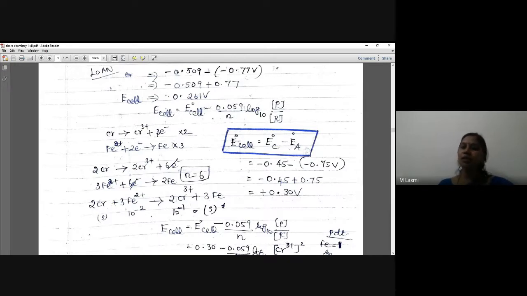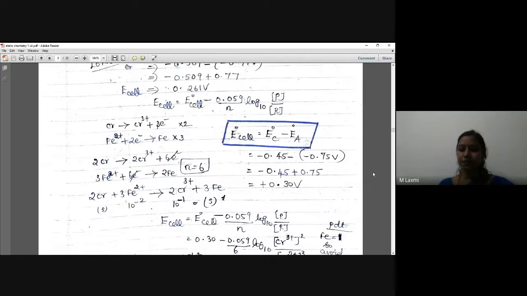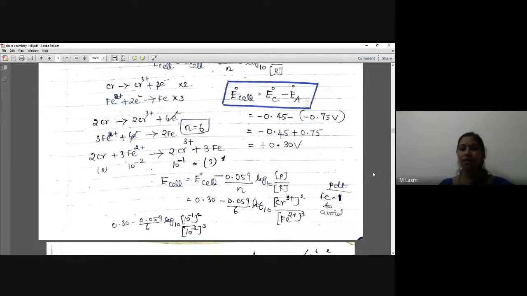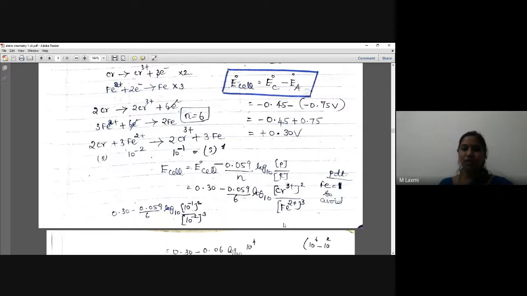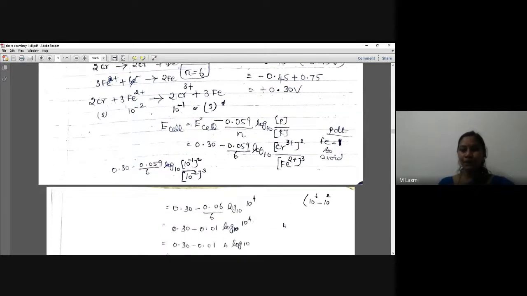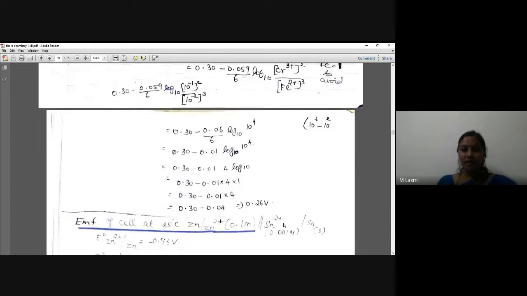So I have got all the values. I know what is E of cell, I know what is E naught of cell, I found out what is N, I know what is product, I know what is reactant. Now everything should be given. So E of cell is equal to E naught of cell minus 0.59 by N, where N value is 6, times log of product by reactant. Now I have to just put it in the Nernst equation and I will be getting an answer.